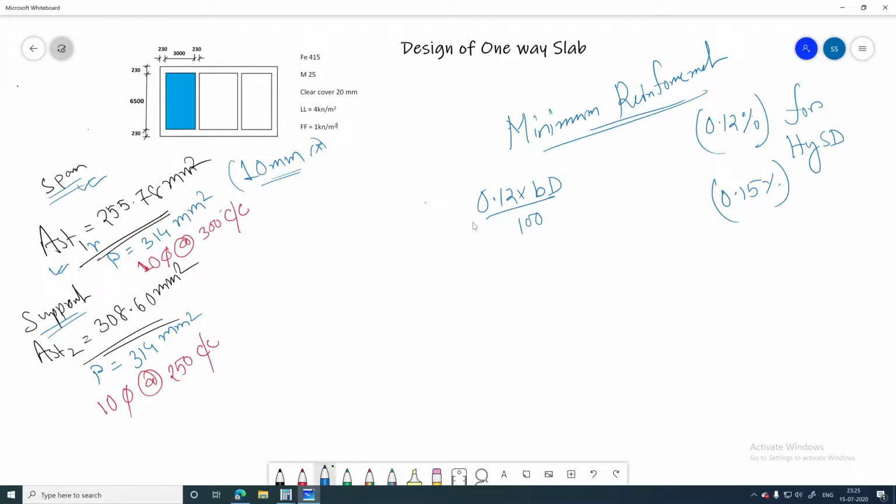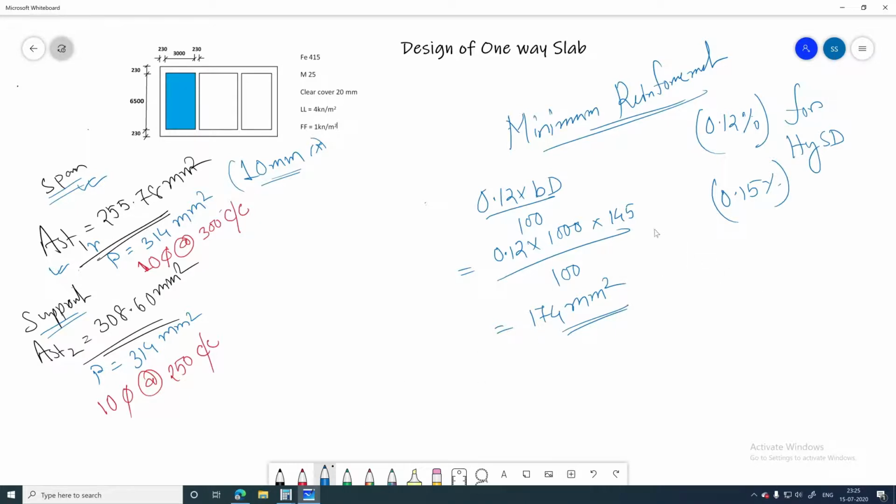So let's see what is the value, that is 0.12 into B is 1000 and D is 145, right? 145 by 100. So the value that we got is 174 mm square. So this is the minimum value at least we need to provide. So in our case, both the values, that means AST1 and AST2, are greater than this particular value, right? So that is why our calculation is on the safe side. Okay, so let's move on to the next part.